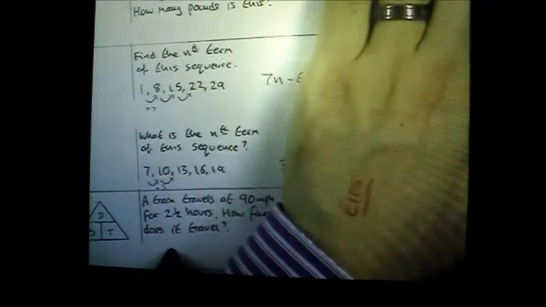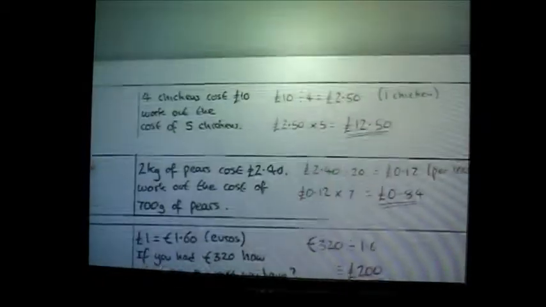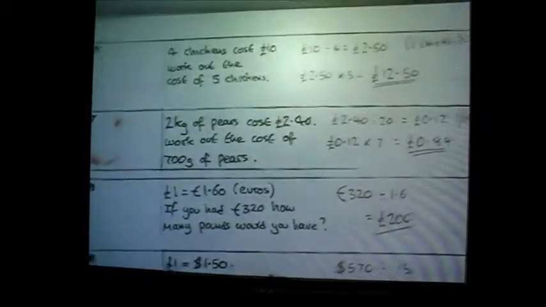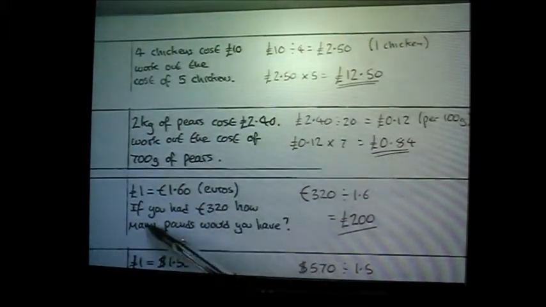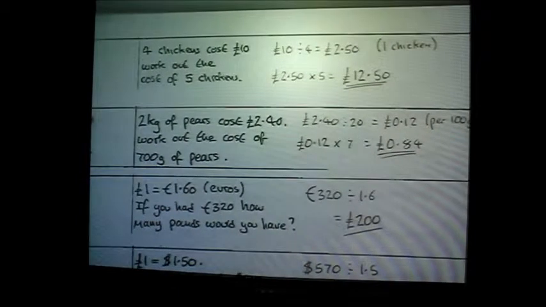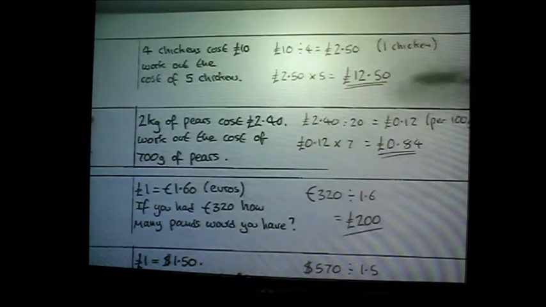Next one, moving on. 4 chickens cost £10, work out the cost of 5 chickens. Well, work out the cost of 1 chicken is the easiest thing. So you do £10 divided by 4, gives you £2.50 per chicken, times it by 5, there you go.